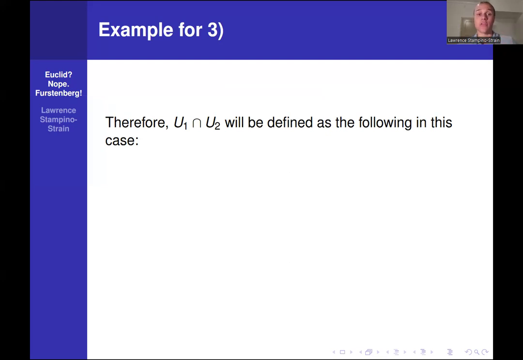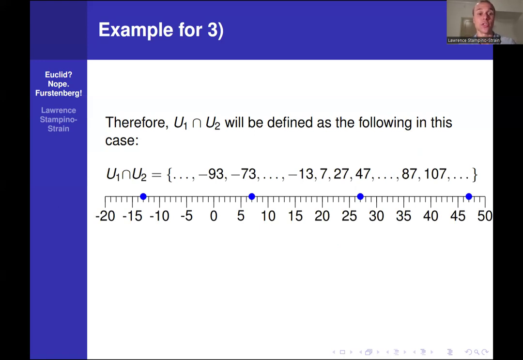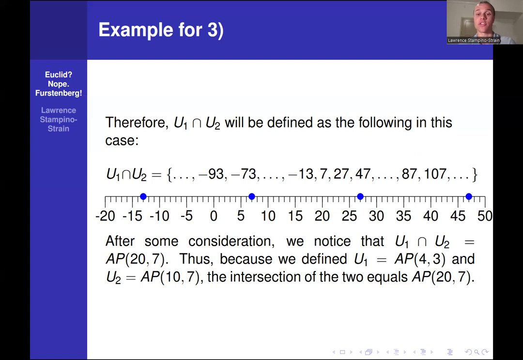So we say that the intersection of U1 and U2 is defined as the following in this case, right? So the intersection of U1 and U2 is this set, and visually it looks like this on the number line. So after some consideration, we notice that U1 intersect U2 is equal to AP(20,7), right? Thus, because we defined U1 as AP(4,3) and U2 as AP(10,7), the intersection of the two equals AP(20,7), right?